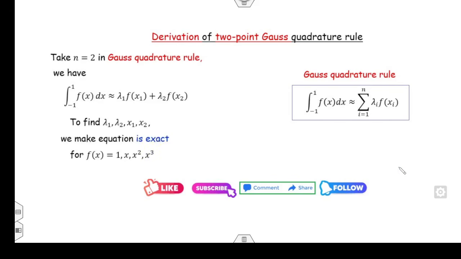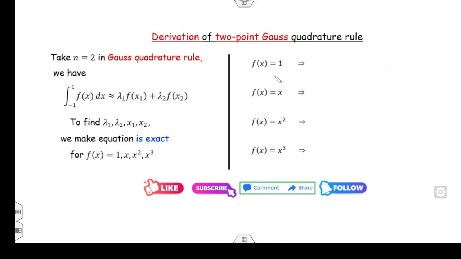So I can choose f(x) in such a way that equation number 1 becomes exact for the polynomials f(x) = 1, x, x square and x cube. Once we choose f(x) equal to 1 in equation number 1, the integration on the left-hand side becomes 1, and the right-hand side will be lambda 1 of 1 plus lambda 2 of 1.